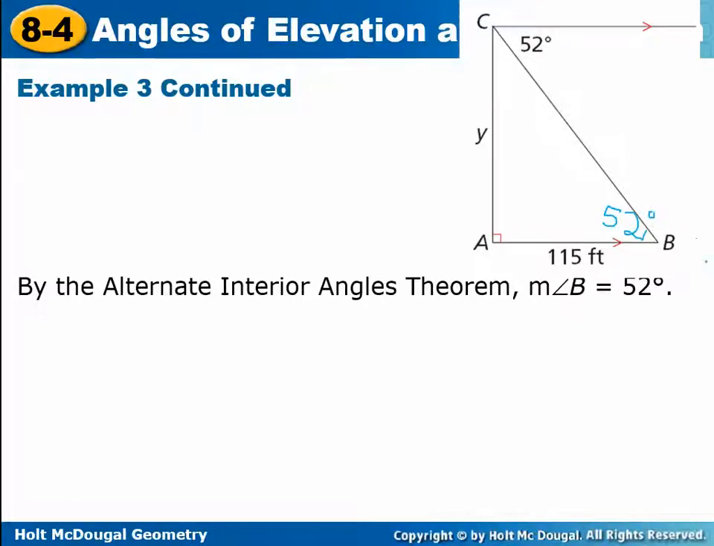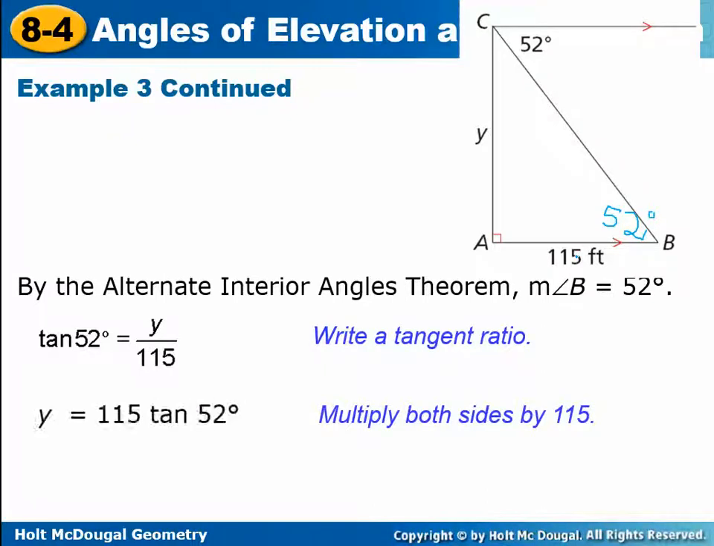So by alternate interior angles, we know that that's 52 degrees. And now we have to decide, would I use tangent, cosine, or sine in order to find the opposite side when I know the adjacent? I think it's just coincidence that tangent keeps working out, but maybe a lot of these problems you're going to use tangent. Tangent of 52 is equal to y over 115. Multiply both sides by 115, and then simplify on your calculators. So we get that the crack is about 147 feet tall.